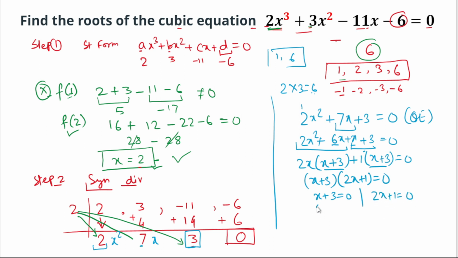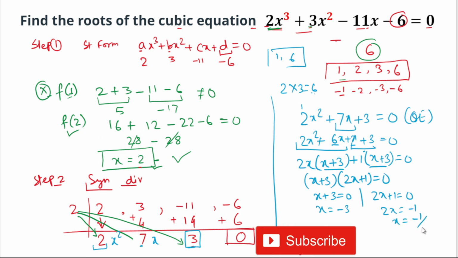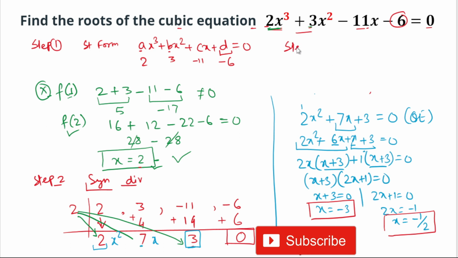So here the value of x will be negative 3. Now 2x will equal negative 1, and the value of x will be negative 1 divided by 2. So friends, here we have calculated two more values of x, that is x is equal to negative 3, and x is equal to negative 1 by 2. So in the next step we'll check whether our answers are right or not. For that we'll erase this. So step 3 will be, we'll check our answers.